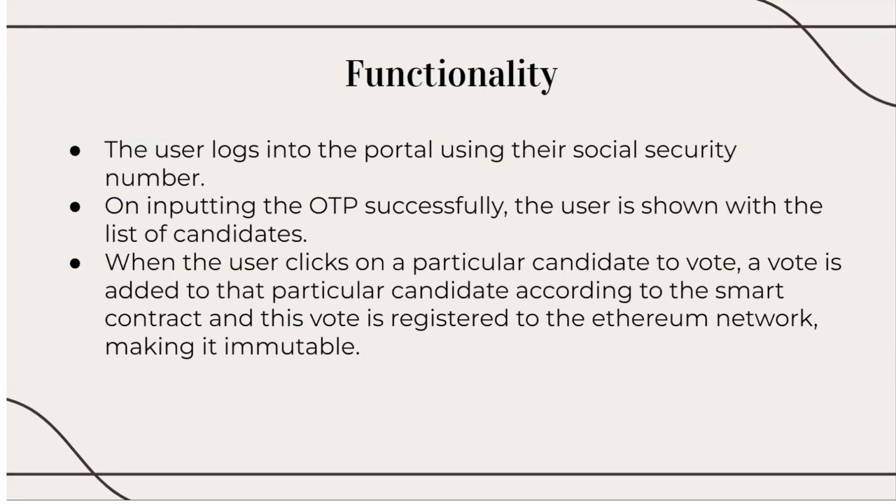So the functionality of this application is as follows. The user first logs into the portal using their social security number. On inputting the OTP successfully, the user is logged into the application, and they are shown a list of candidates whom they can vote for. When the user clicks on any particular candidate, a vote is registered for that candidate, and this vote is basically immutable because this vote is registered on the Ethereum blockchain, like we will show in the demo.